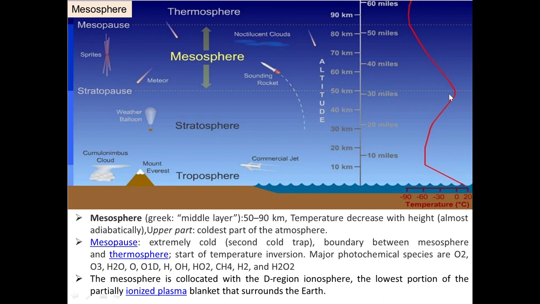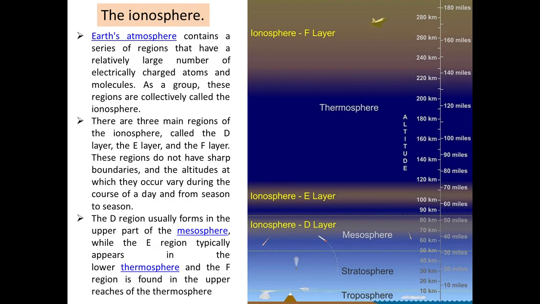The next slide is the ionosphere. You can see the mesosphere. This is the D layer of the ionosphere, then the E layer, which is present in the thermosphere, and the F layer is the upper part of the thermosphere. So what is the ionosphere? The Earth's atmosphere contains a series of regions that have a relatively large number of electrically charged atoms and molecules. As a group, these regions are collectively called the ionosphere.